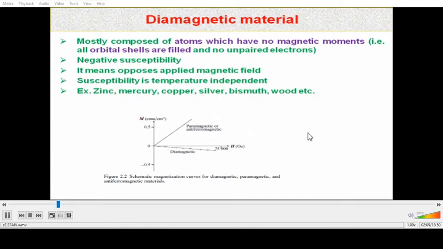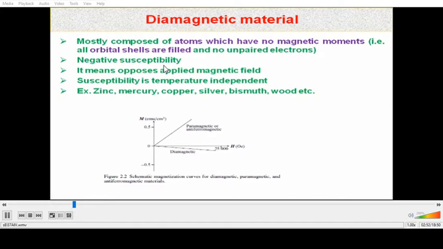So the first type is the diamagnetic material. Mostly the atoms of this kind of material do not possess magnetic moments because all orbital shells are completely filled. So there are no unpaired electrons and thus no net magnetic moment. It has a negative susceptibility, meaning the M by H value is negative.